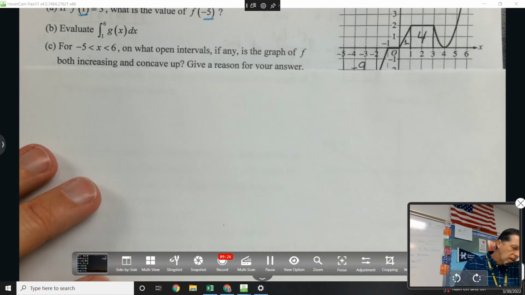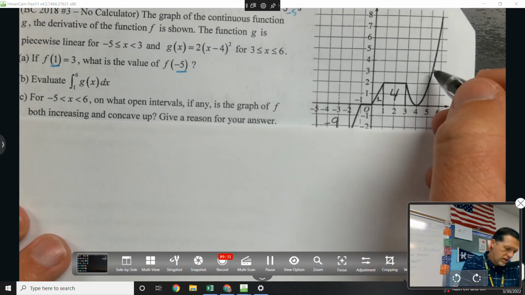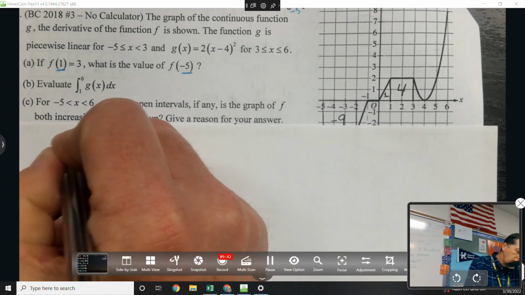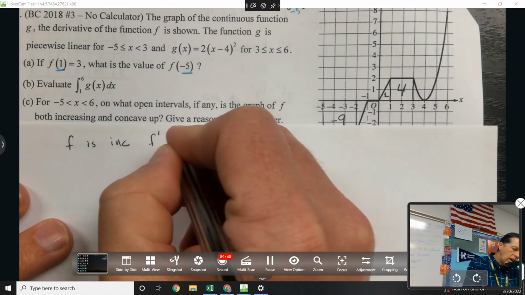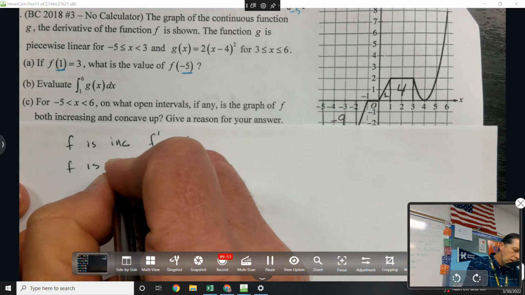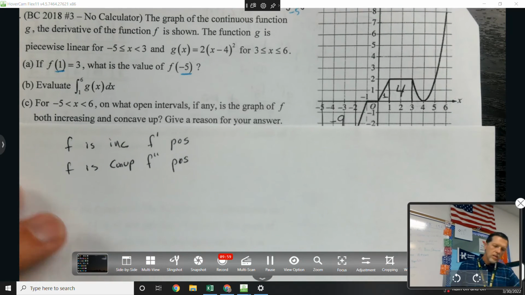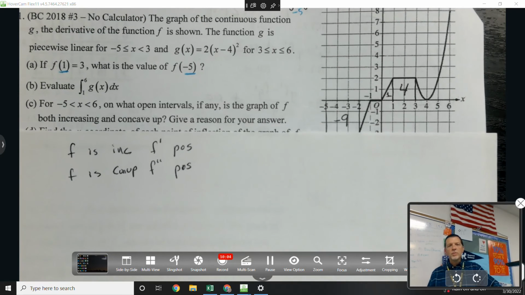Part C. For x between negative 5 and 6, so way over here, on what open intervals, if any, is the graph of f both increasing and concave up? Okay, so f is increasing when f prime is positive, f is concave up when f double prime is positive. Reason for your answer. Okay, so I'm working on my reason right now.